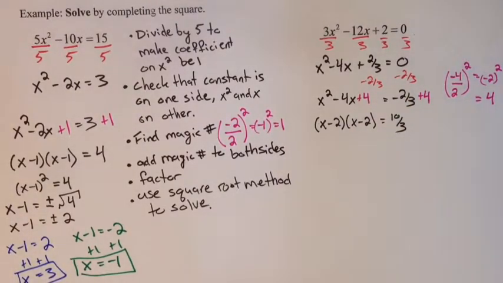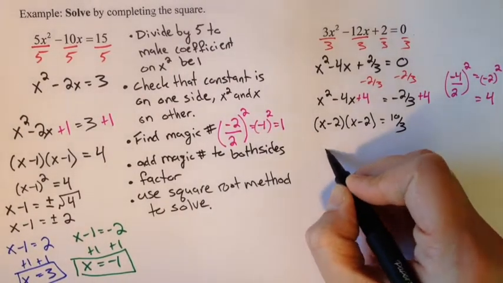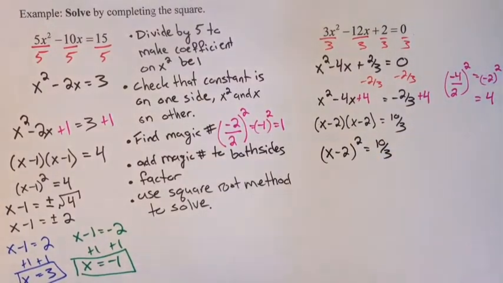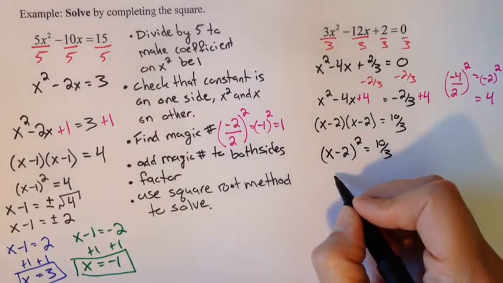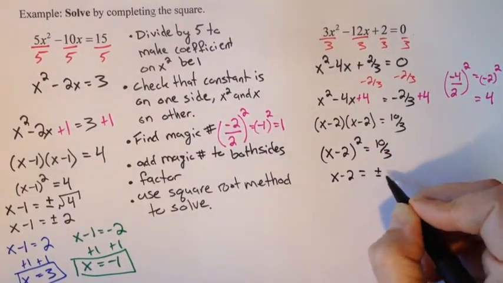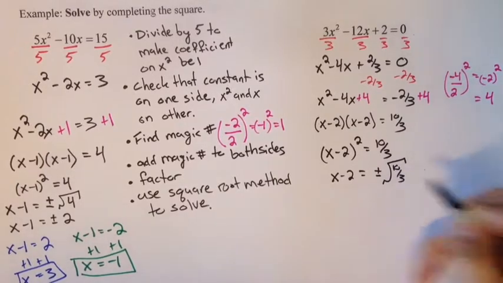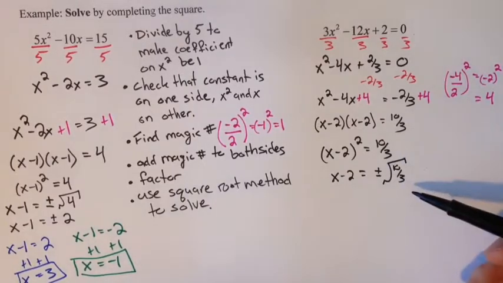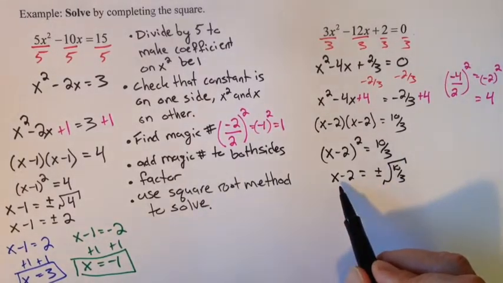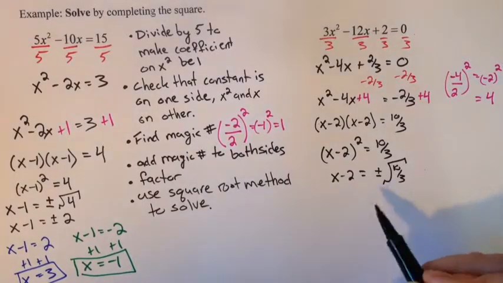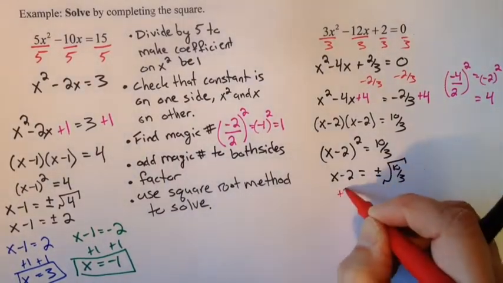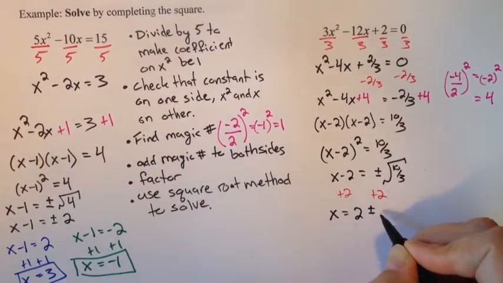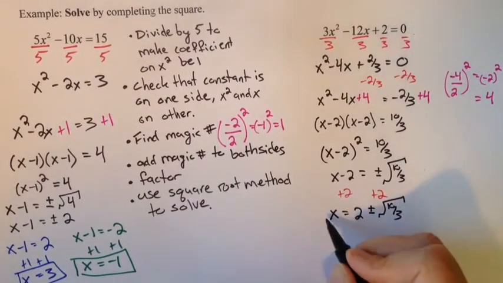Now we're all ready to use the square root property to finish solving this problem. I have x minus 2 squared equals 10/3. I'll take the square root of both sides, leaving me with x minus 2 equals plus or minus the square root of 10/3. Now, the square root of 10/3 is not actually a pretty number, so we're going to leave it like this in its exact form. However, the x isn't quite by itself either, so I'm going to add 2 to both sides. That'll leave me with x equals 2 plus or minus the square root of 10/3.